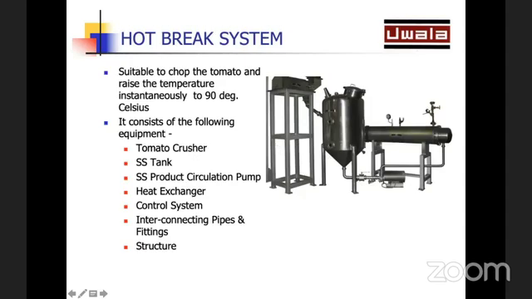Hot break system in tomatoes is an important process which has to be followed when we are processing tomatoes. Essentially, what hot breaking means is, as soon as the tomato is crushed, instantaneously we raise the temperature to 90 degrees centigrade. Why is it important to raise it instantaneously to 90 degrees centigrade? Because this will help in retaining the pectin in the product.